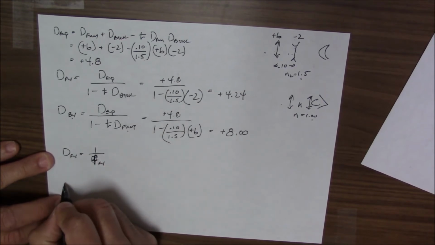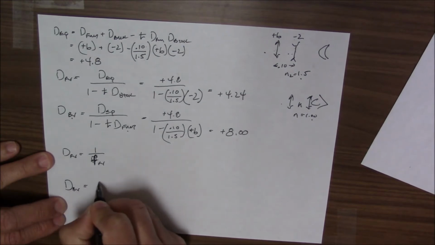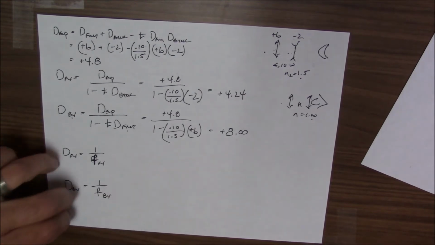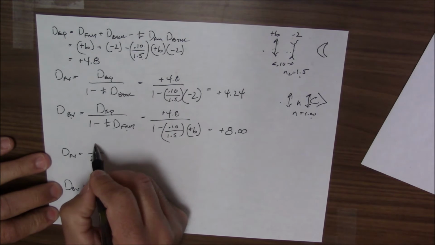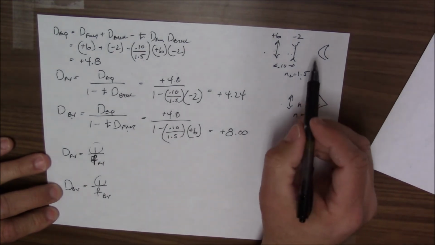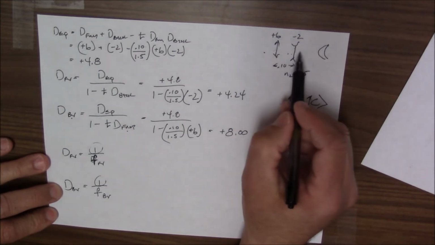I can also take the back vertex power, and if I wanted to know its focal length, it would just be its inverse, and so that would be the focal length of the back vertex power. Now notice in this case I also have to deal with my numerators. But when you're dealing with front and back vertex power, that is outside the lens, not inside the lens.